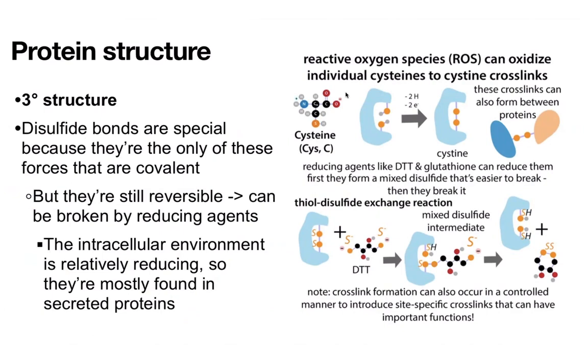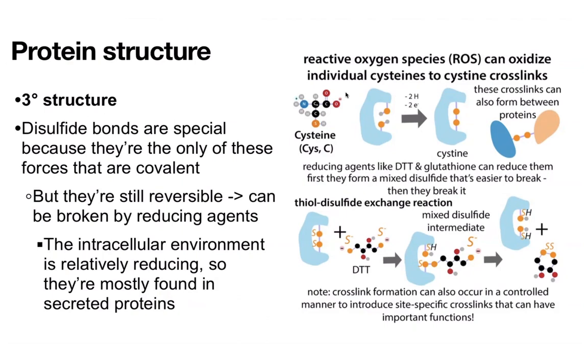But cysteine is the amino acid form in its reduced form. It's the sulfhydryl form, the thiol form. But what can happen is that cysteines can oxidize and form crosslinks, where you get the sulfur swapping out a hydrogen for a bond to another sulfur. And this can allow for crosslink formation between different regions of a protein.